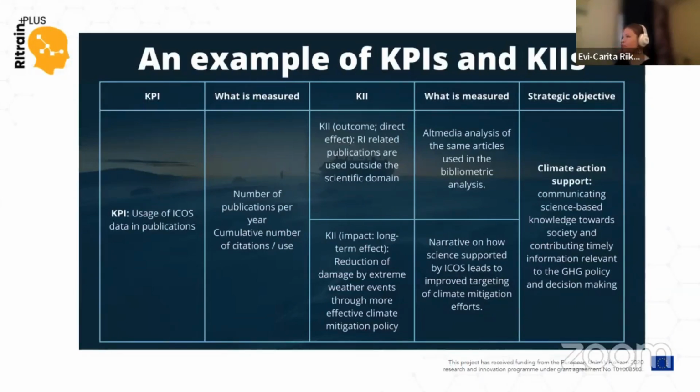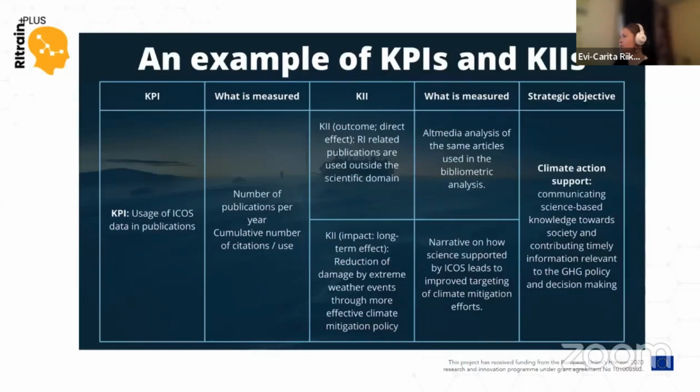And then when we think about a longer term impact, we would develop a narrative to see how our science supported improved targeting of climate mitigation efforts. So we would see if there was a reduction of damage by extreme weather events through more effective climate mitigation policy, for example. And both of these types of indicators would actually lead to the strategic objective. In our case, it is climate action support.